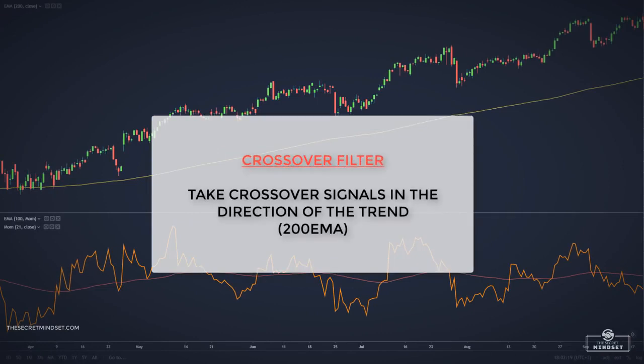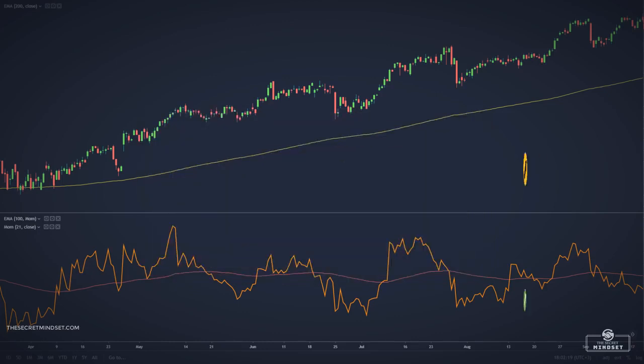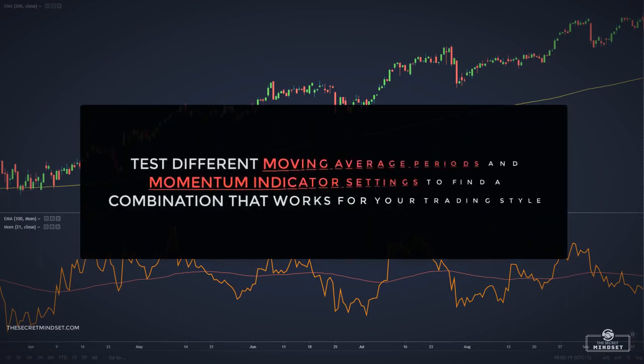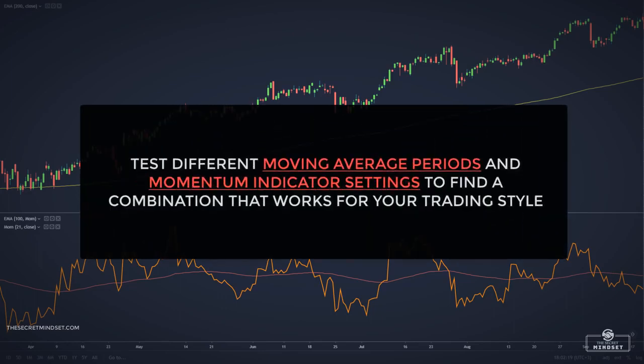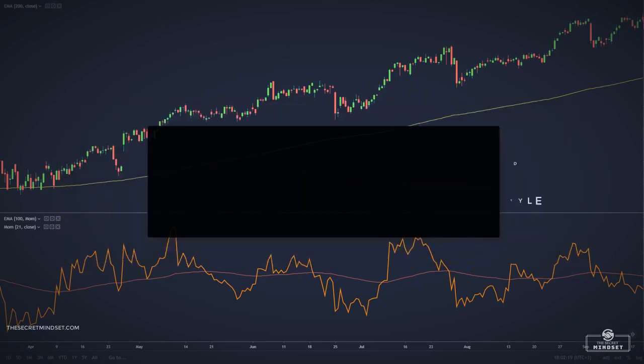In this case, if the trend is up, make a long trade only after the indicator has moved above the moving average. I still prefer the zero line cross in combination with price action, but you could test different moving average periods and momentum indicator settings to find the combination that works for your trading style.